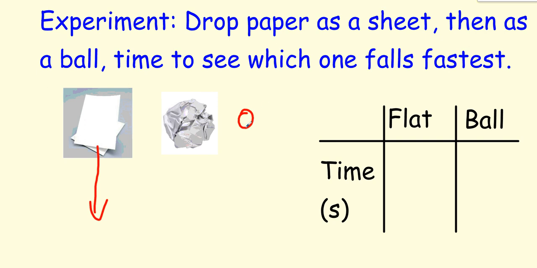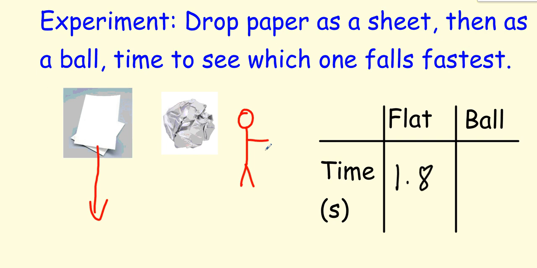Okay, so once you've done that, you're going to write your time in the table here. So I'm going to put a time in there that I've done. Okay, so when I did this, it took 1.8 seconds for the flat paper to fall to the ground.